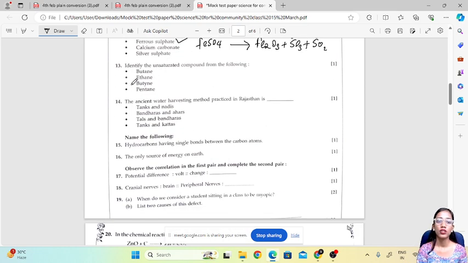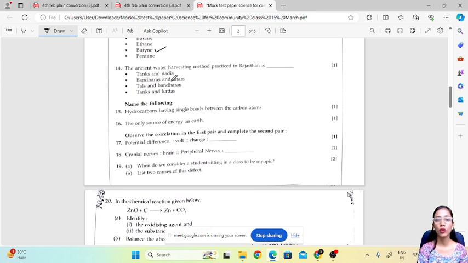Now, question number 13. Identify the unsaturated compound from the following. What do you mean by unsaturated compound? It means the compounds containing double and triple bonds. Okay, butane contains single bond. The ones which have A and E as the suffix all contain a single bond. So butane, ethane, pentane, they all contain single bond. So now we have butyne which is containing a triple bond. So the correct option is butyne.